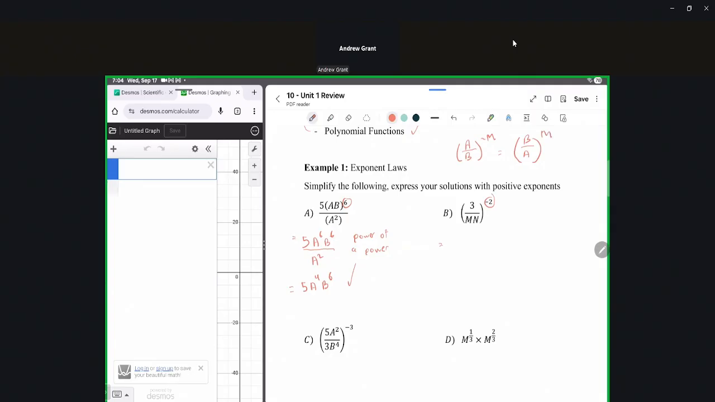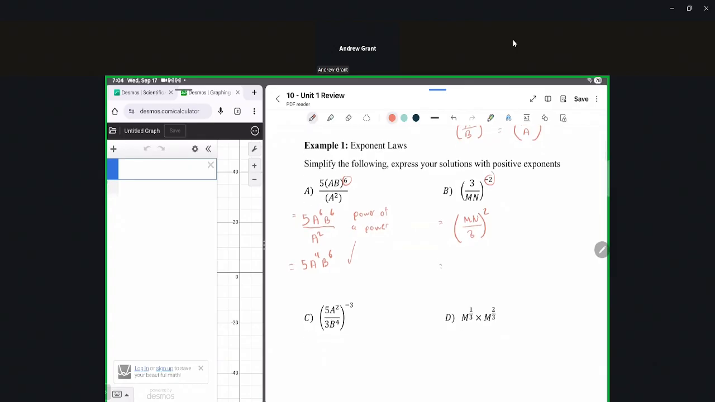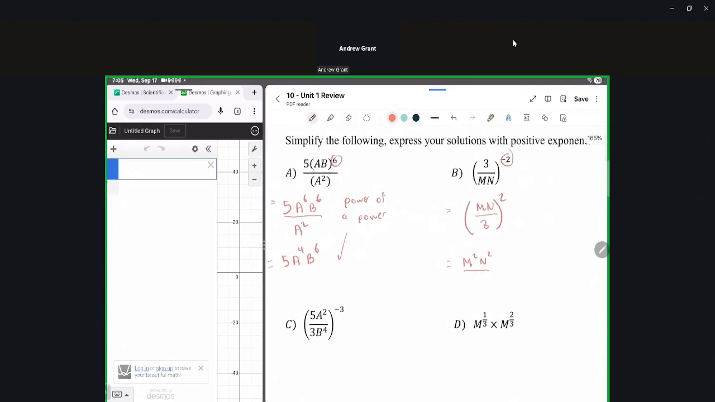So 3 over m times n becomes the same thing as m times n divided by 3, to the power of 2. We now want to apply that exponent 2 onto all terms on the inside. So mn becomes m to the power of 2 multiplied by n to the power of 2, divided by 3 to the power of 2. And recall that 3 to the power of 2 is the same thing as 3 times 3, which is 9. So our final solution will be m to the power of 2 multiplied by n to the power of 2, divided by 3 to the power of 2, which is 9.